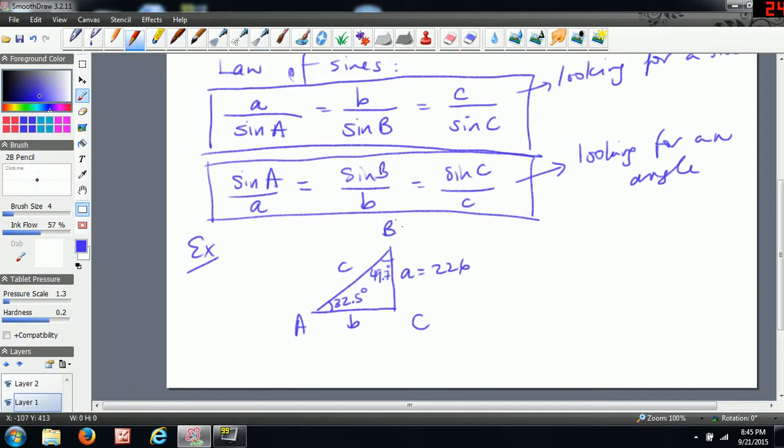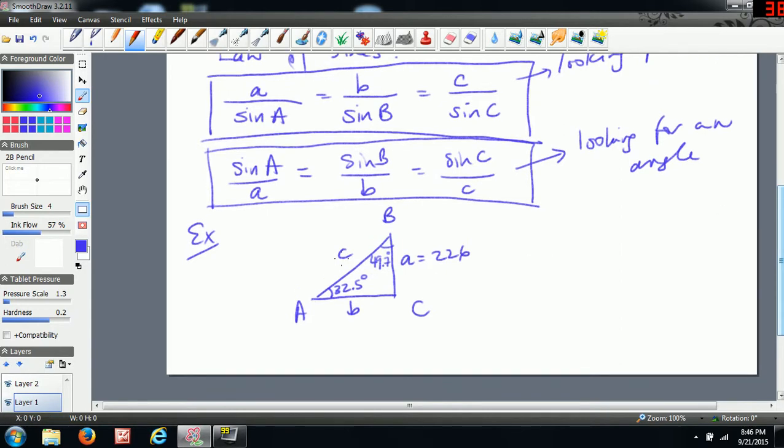We know that all the angles of a triangle always add up to 180 degrees. So if I add these two up, these two don't equal 90, so that means this is not a right triangle. Because if these two added up to 90, then I would know that this is 90, because all three angles have to add up to 180, okay?